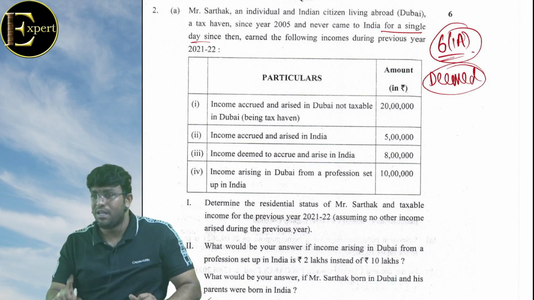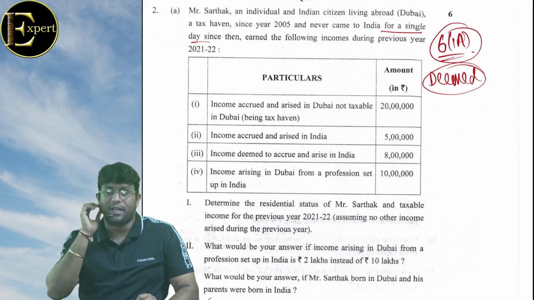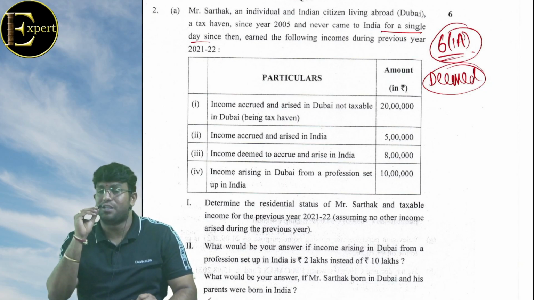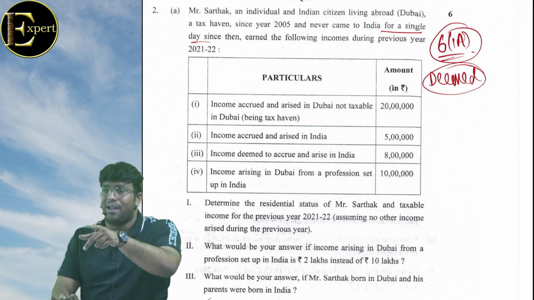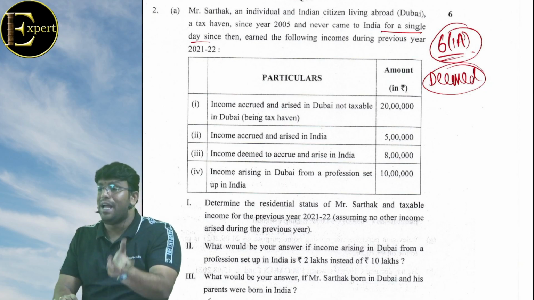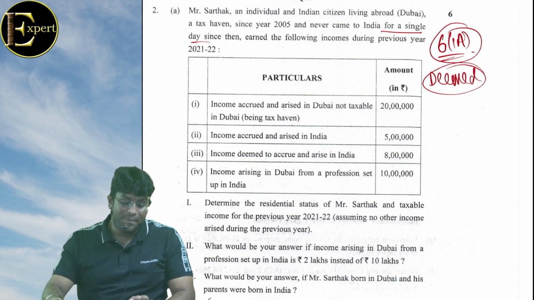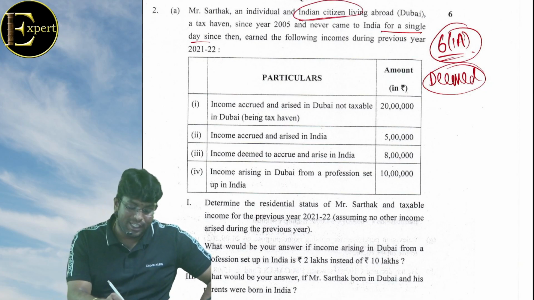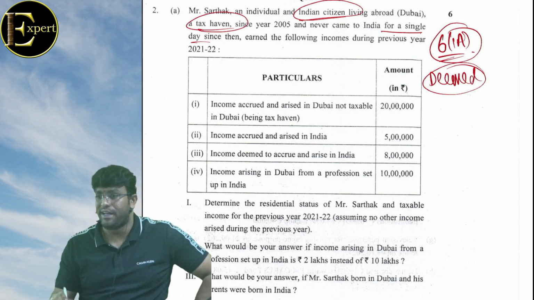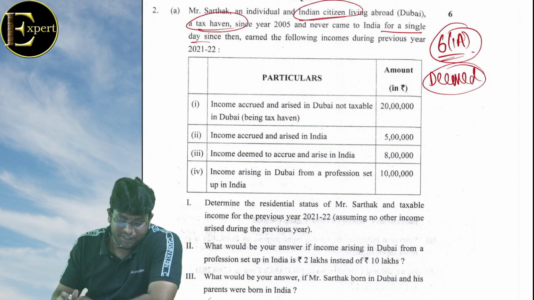Shall we repeat? Condition number one, he must be an Indian citizen. Condition number two, total income other than foreign source is more than 15 lakhs. Condition three, he is not liable to tax in any other country by reason of his domicile, residence or any other criterion of similar nature. Understood? The first condition is satisfied because he is an Indian citizen. The third is also satisfied, it is a tax haven, he is not liable to tax in a foreign country. The second condition is total income other than foreign source more than 15 lakhs. Let's check that.